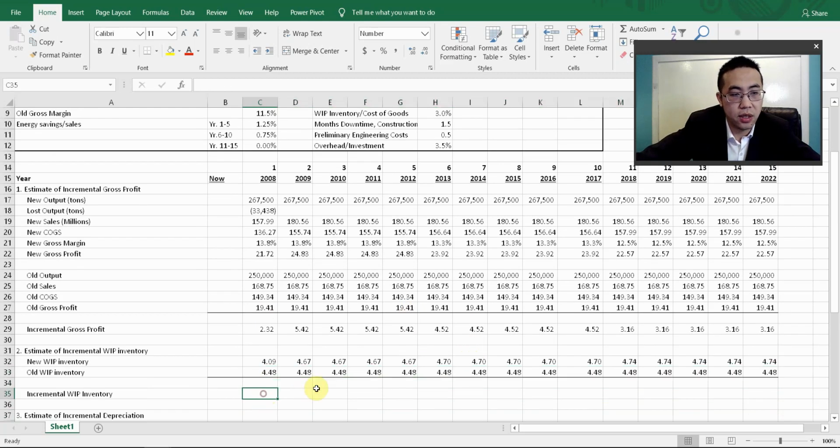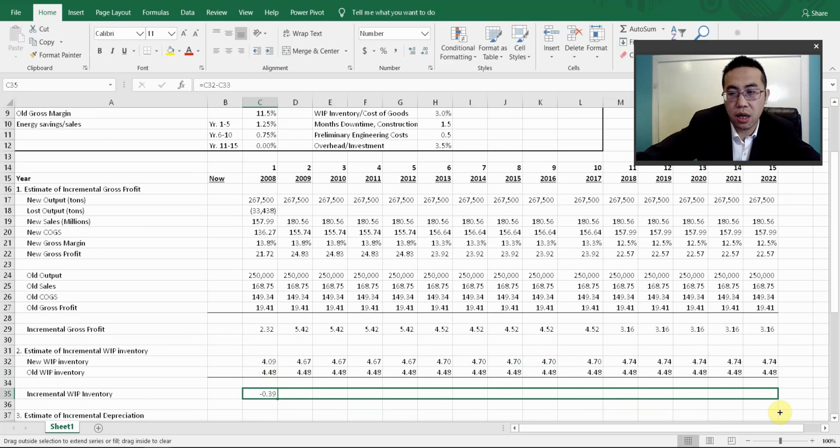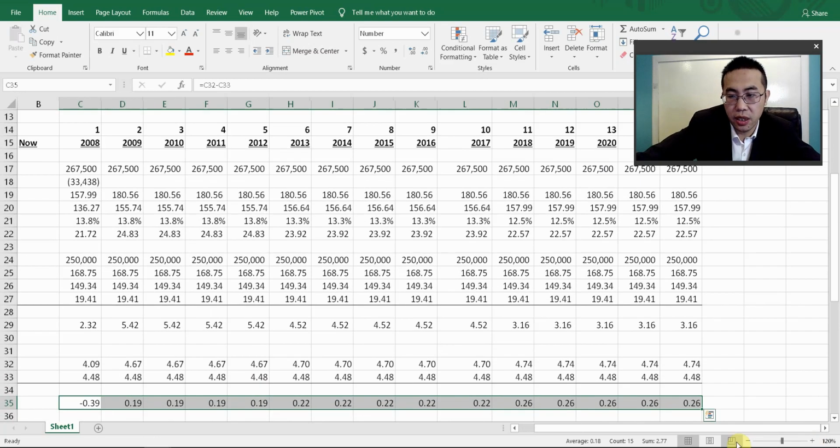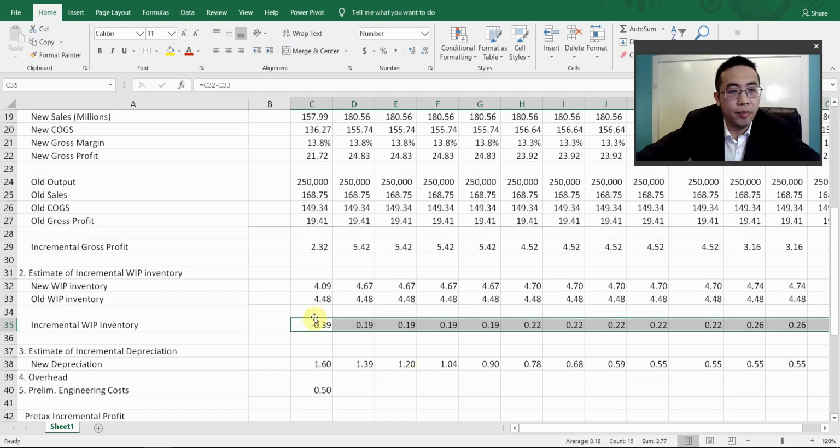And the increment in inventory, I will use new minus old. Okay, and then drag it all the way. So what happens here is when I do the replacement using a new machine to replace the old, the inventory in the first year actually got reduced. I only need to maintain 4.09 million pounds of inventory as opposed to 4.48 million pounds of inventory required by the old project. And then my inventory will increase, will be more compared to the old project. So the numbers are reflected here.